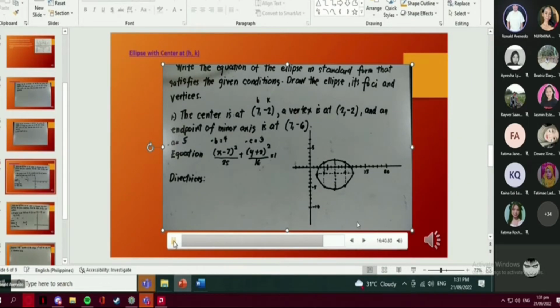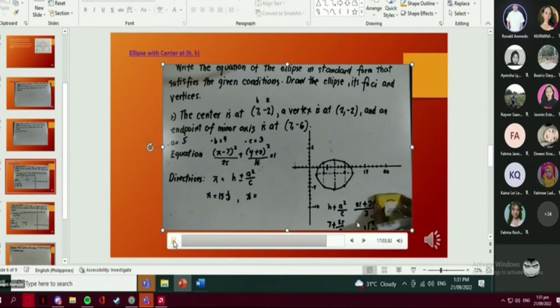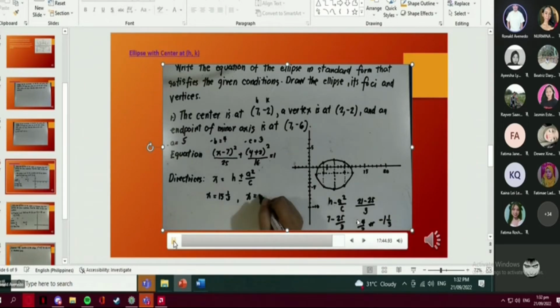To find the equation of the directrices, if you can still remember, if the center is at 0, 0, then the equation would be x is equal to positive or negative a squared over c. The other directrix is x is equal to h minus a squared over c. So h is 7 minus a squared, which is 25, over c, which is 3. 7 is 21 over 3, minus 25 over 3, which is negative 4 over 3, or negative 1 and 1/3.